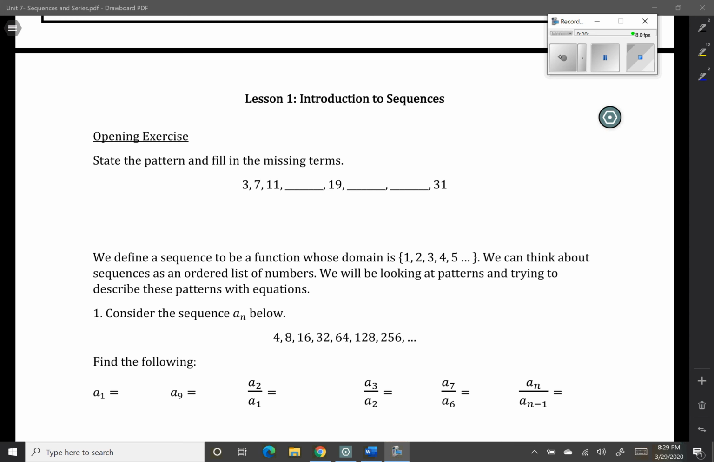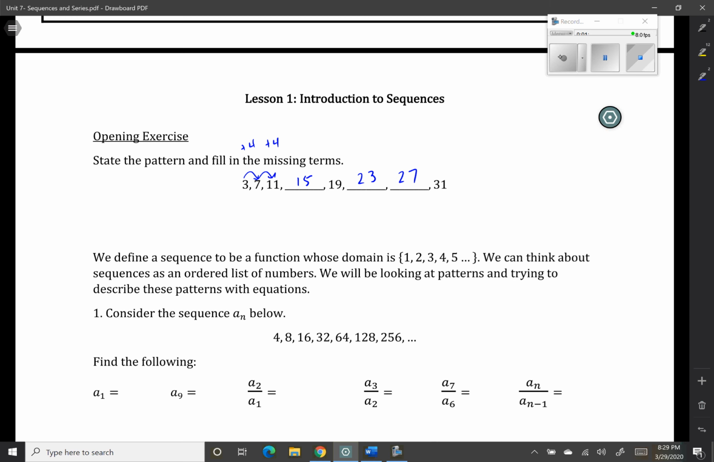So if you take a look at this, to get from the first term to the second term, we added 4. To get from the second term to the third term, we also added 4. So if I keep adding 4, I would have 15, 19, 23, 27, and eventually 31. So by adding 4 each time, we've identified our pattern.